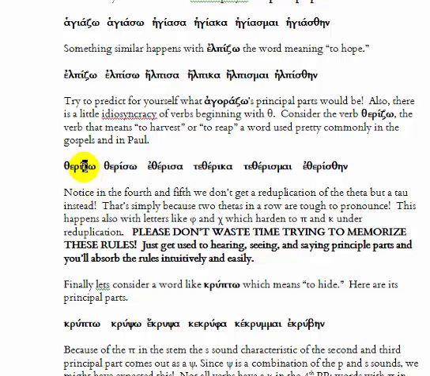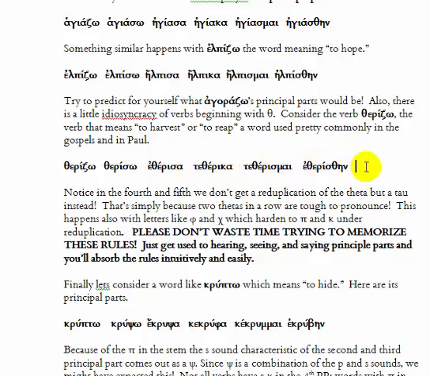You get the zeta stem here, although now in this case you don't get a normal reduplication. Well, let's see what happens here. So you get therizo, theriso, etherisa. So far so good. Everything's predictable here. But instead of the normal reduplication, we would expect thetherika, thetherismai, etheristhane. What happens? I get tetherika, tetherismai, etheristhane.